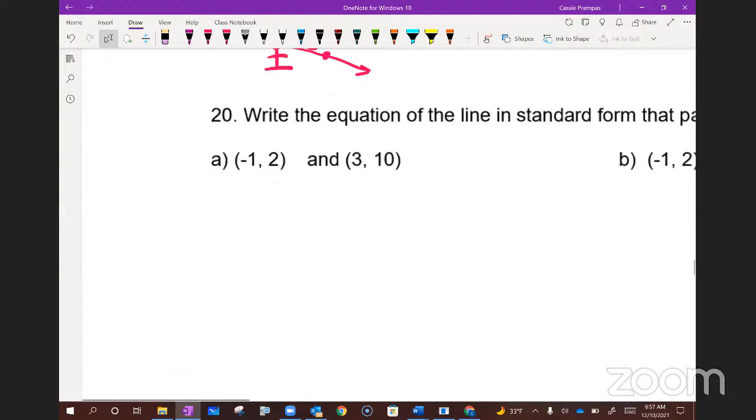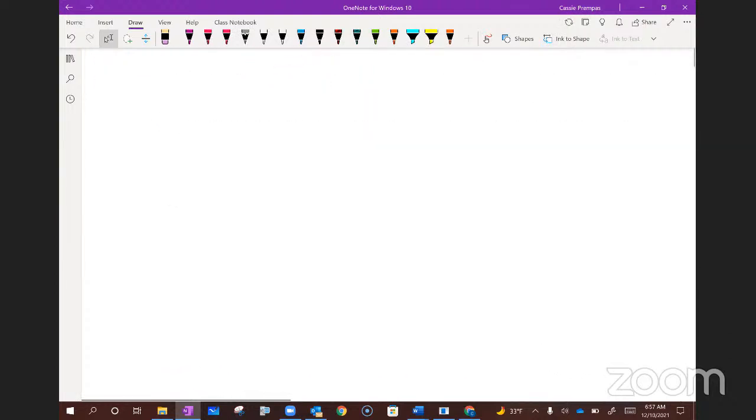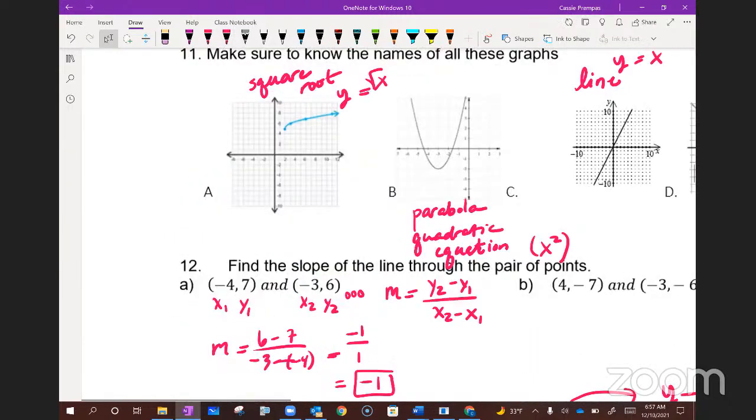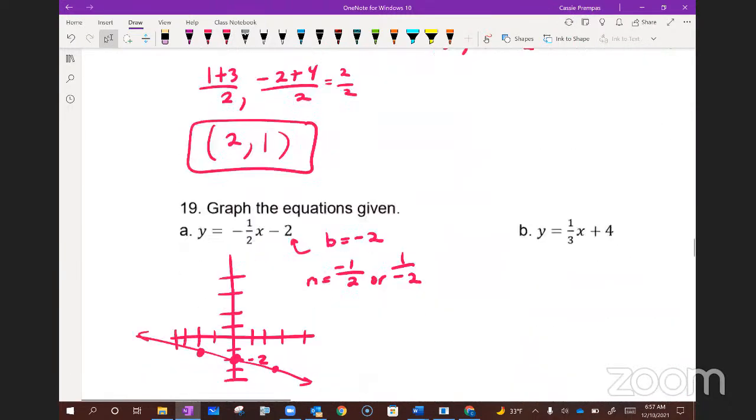Guys, here we are at the end. Write the equation of the line. Why does OneNote do this? It's like, oh, you thought you were at the end? Now you need to scroll all the way down.